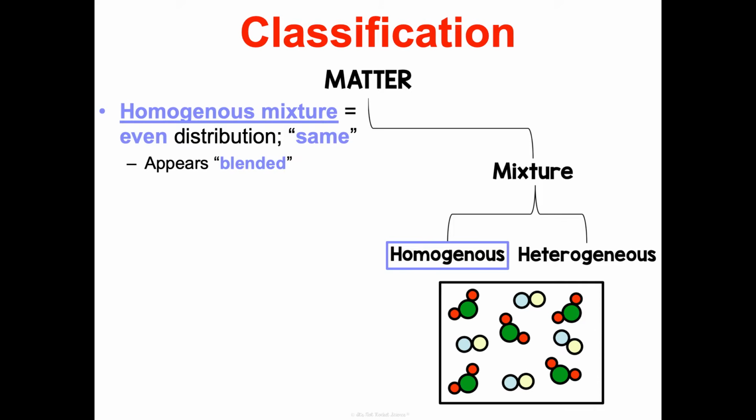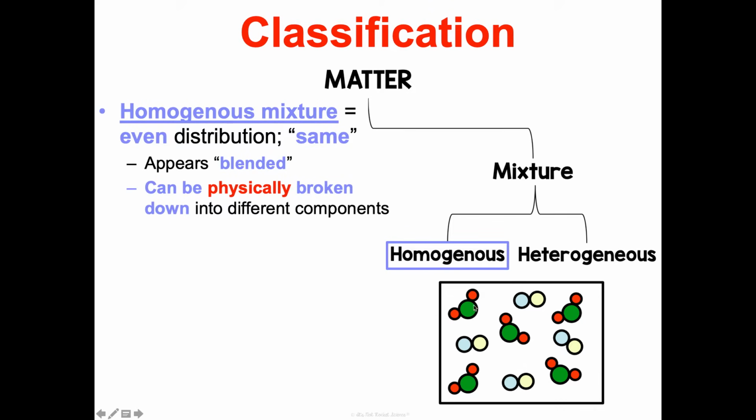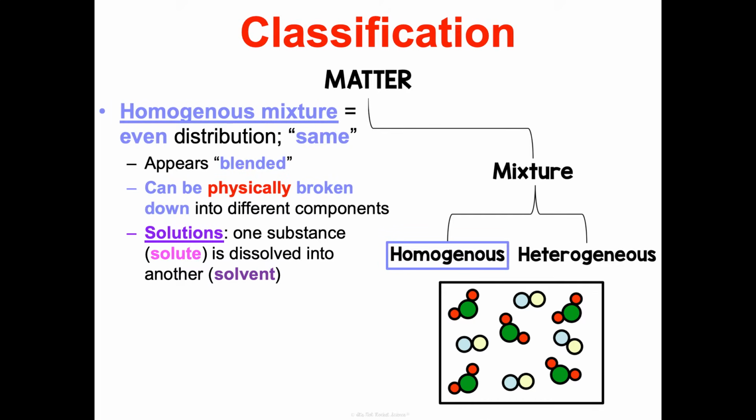Oftentimes, homogeneous mixtures can be tricky because they appear blended. Okay, it looks like it's all mixed and consistent throughout. See how everything is just kind of equally dispersed in here? There's no rhyme or reason to it. That's a homogeneous mixture. They can be physically broken down into their different components. All mixtures can. Okay, we can physically separate them out.